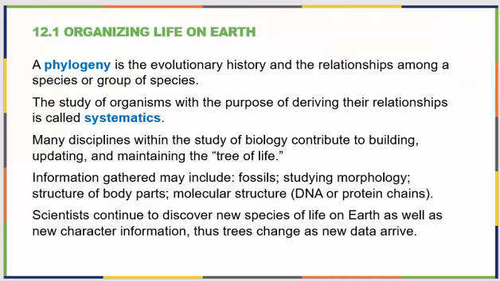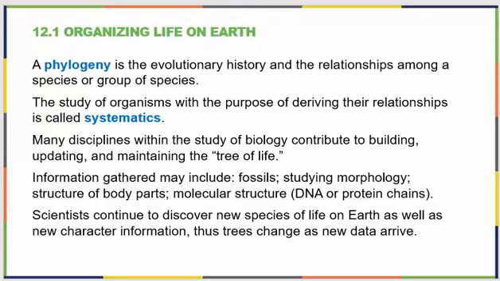So when we talk about organizing life on Earth, we're looking at phylogenies. And phylogenies are evolutionary histories that show us the relationship among species or even groups of species. When we create these relationships, or rather figure them out, we're looking at the study of science known as systematics. There are actually a lot of disciplines in biology that contribute to the creation of the tree of life, but if that's kind of the sole goal of your study, we say that you're working in systematic biology.